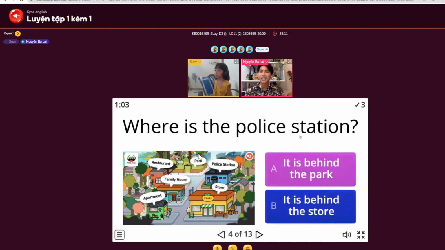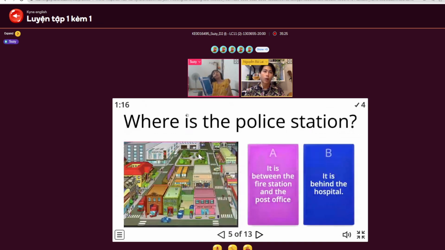Where is the police station? It is behind the store. Where is the police station now? Can you see the police station here? The green one. It is between the fire station and the post office.